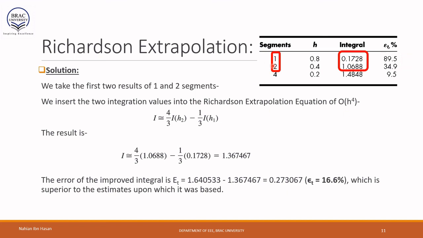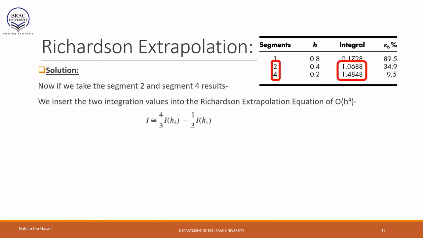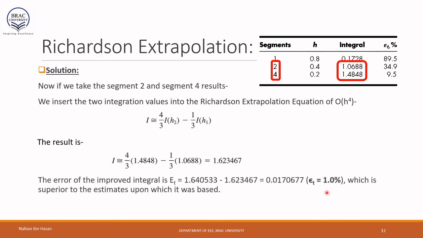Similarly, I can use the other two results, segments 2 and segments 4. If you use Richardson extrapolation, you can get the result, which would be something like this. The same formula applies because h2 equals h1 by 2 in this case also. So the result will be 1.623467. This is the numerical result with these two segments.